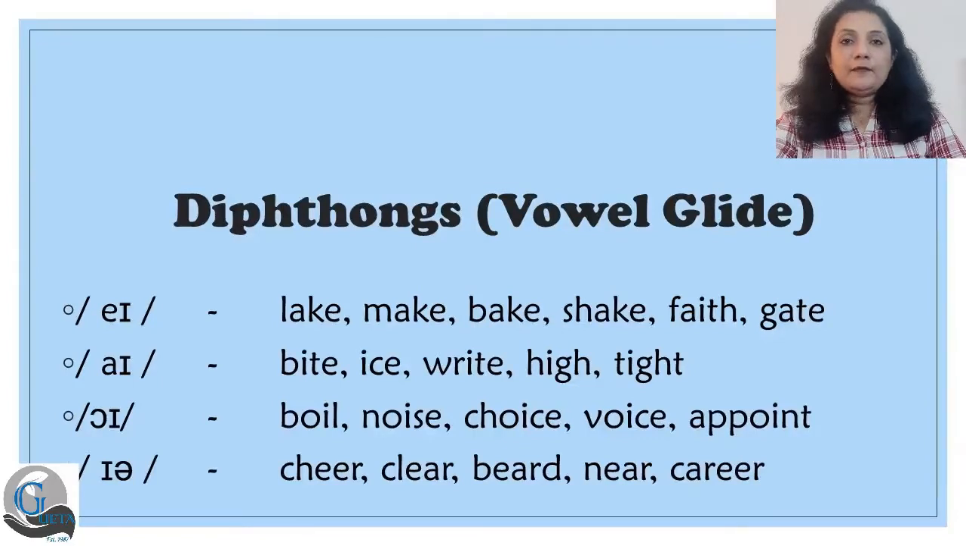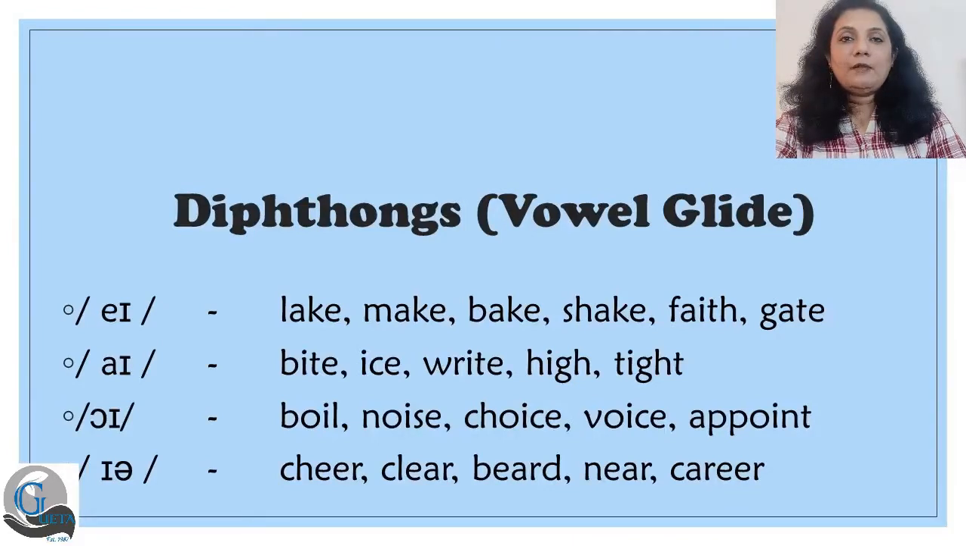The first is /eɪ/, and it is represented by the symbol e and i. The words are lake, make, bake, shake, faith. Sometimes you must have heard people say beg or leg or get, but that is a wrong pronunciation. You have to say bake or lake or shake or make. You begin with the A sound and then you shift to the E sound. It is represented by the symbol e and i.